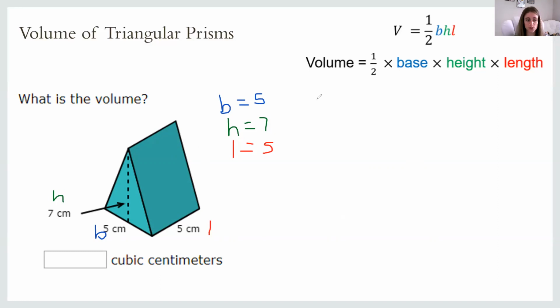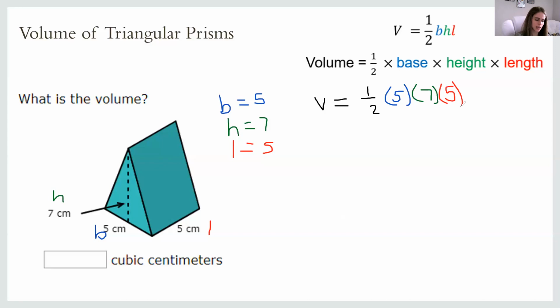Let's substitute. Let's put those in our formula. Volume is equal to 1/2 times the base, which is 5, the height, which is 7, and the length, which is 5. Okay, when I look at this, do you have any even numbers where it would be easy to multiply by 1/2? I don't. So we might wait till last, or see if when we multiply another set of numbers, I would get an even number. It doesn't always work, but it's a trick to look for.